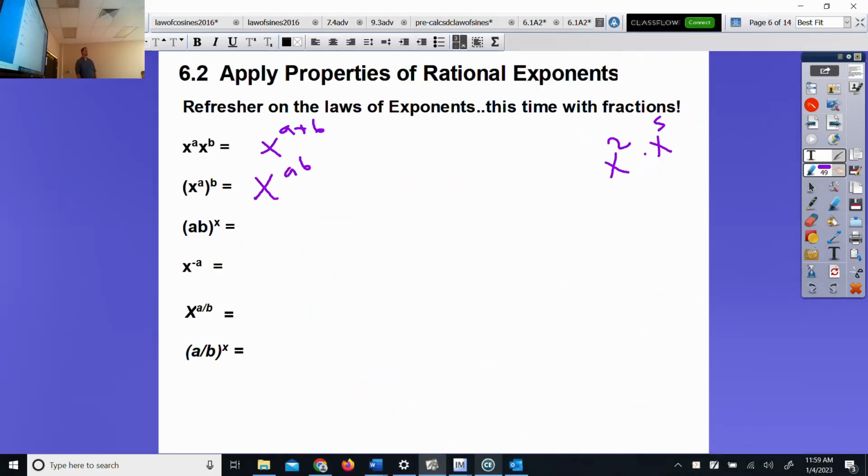How about the quantity a times b raised to the x? A to the x, b to the x. That one's a little bit different than I taught you. These are old notes from 14 to 15. X to the negative a is 1 over x to the a.